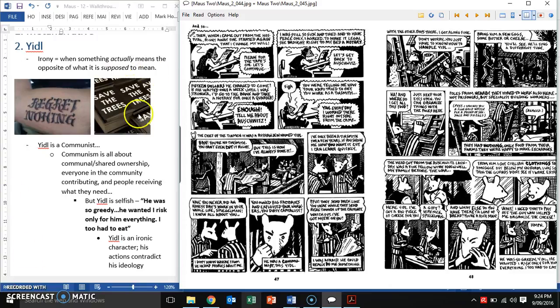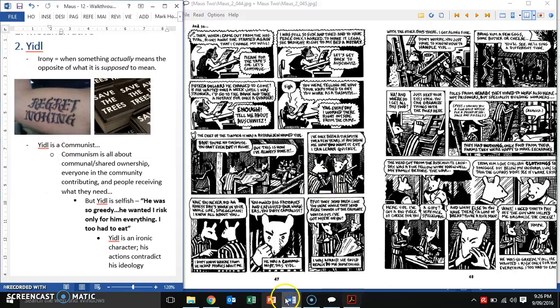Okay, so save the trees up here on all this cardboard that's been used to cut down the trees. Obviously not saving many trees. Regret nothing tattoo, spelled incorrectly. I think they're going to regret that. Well, how is Yiddle an ironic character then? What does that even mean to be an ironic character?